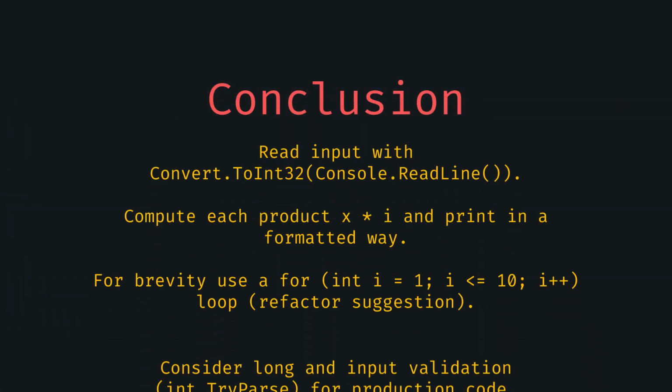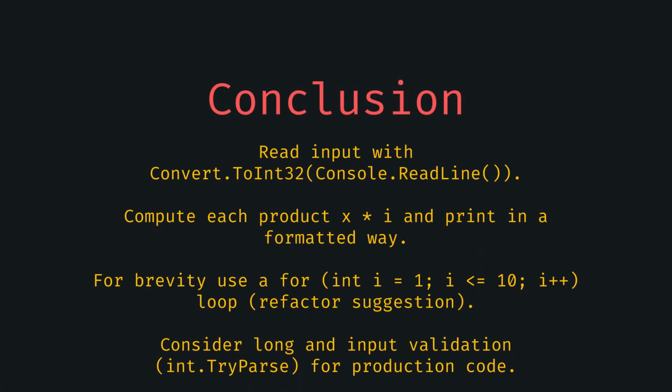To wrap up, you now know how to read a number from the console, compute its multiplication table, and print the results line by line. The sample uses explicit statements for clarity, but in real code, you'll usually replace those with a loop. Also, add input validation with int.TryParse to handle bad input. And consider larger types like long if you expect large numbers. Great job! Try refactoring to a loop and formatting the output neatly as a next step.